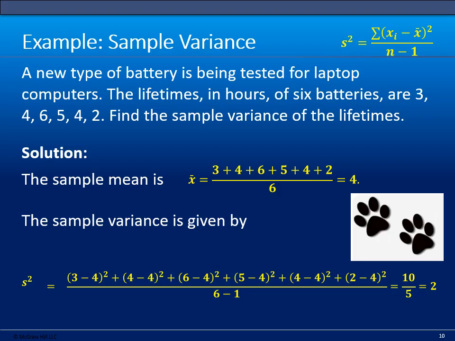This is pretty easy to do because we have -1, 0, 2, 1, 0, and -2 squared. So each of those squares is pretty small. And then of course it's all divided by 5. When we add all those values together, we get 10 over 5, or 2. This is the sample variance. If we wanted the standard deviation, we would just take the square root of 2.